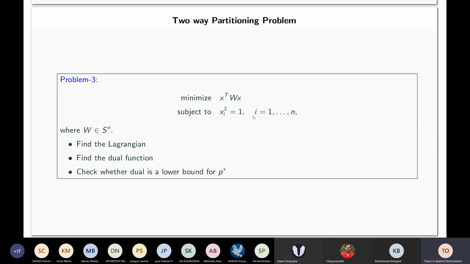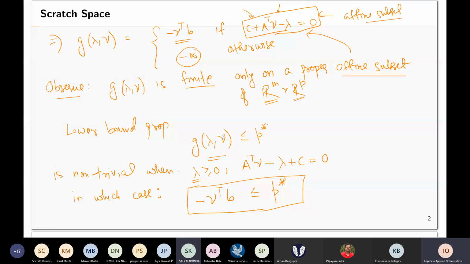Let us do one more practice problem on this. So this is all part of modeling. Can you repeat, sir? Yes, can you repeat the lower bound property once again? The lower bound property is just written here. This is the lower bound property. No, sir, for the previous question.